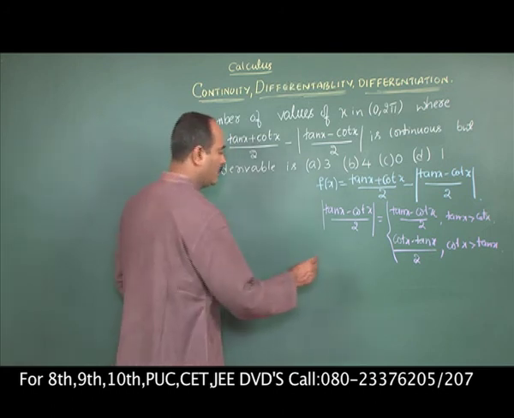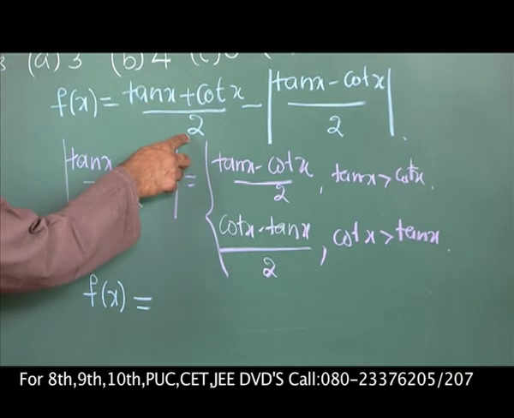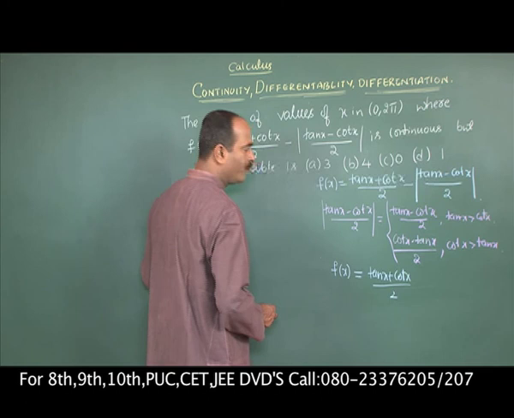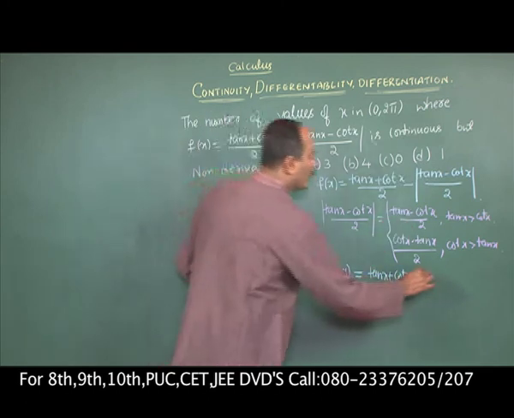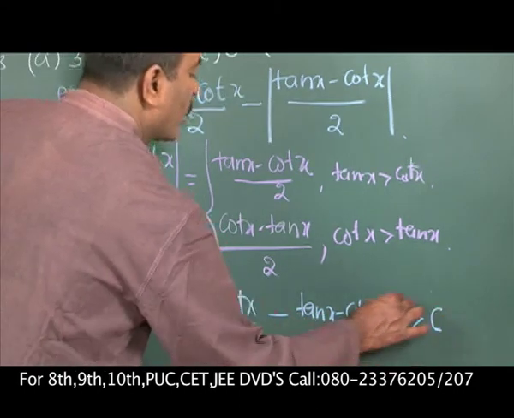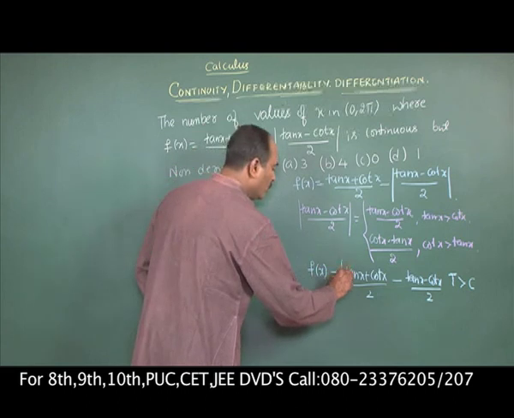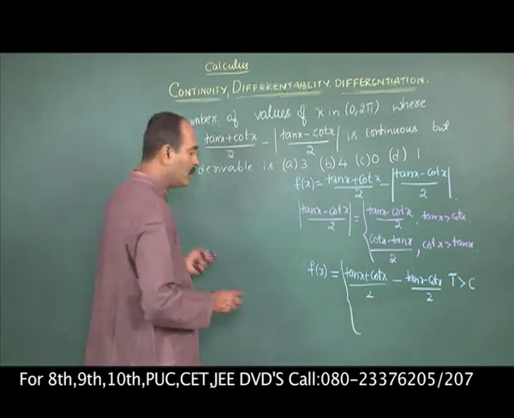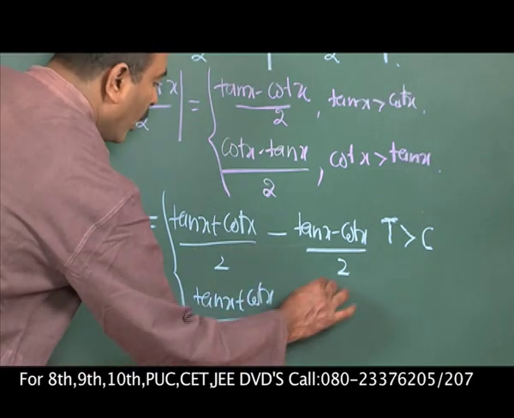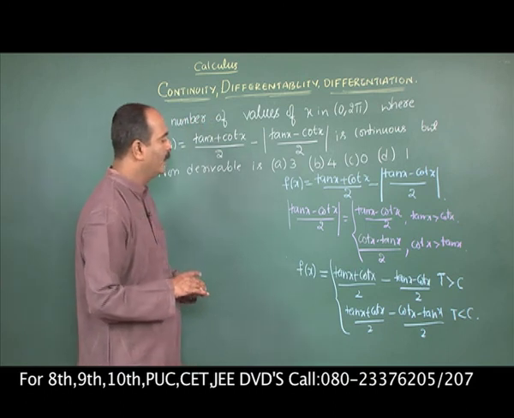Now, what is f(x)? f(x) is given by (tan x + cot x)/2 minus (tan x − cot x)/2 whenever tan x is greater than cot x. Otherwise, it is the reverse. That means f(x) is equal to (tan x + cot x)/2 minus (cot x − tan x)/2 if tan x is less than cot x. I think it is understood to you.